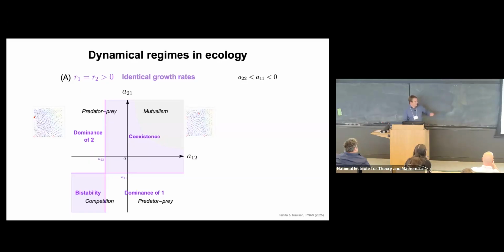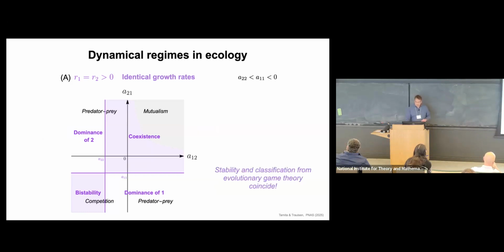Then you have some sort of interior fixed point. They both coexist at a finite size. Here there's bistability. So you either go to this point or to this point, depending on where you start. And here you always go to the lower right. Okay, so far so good.